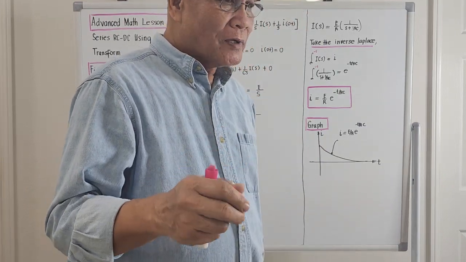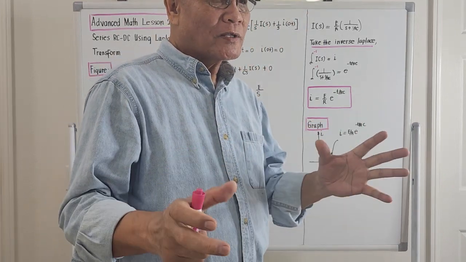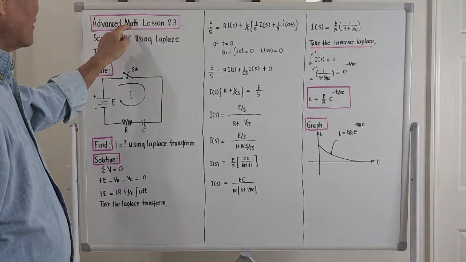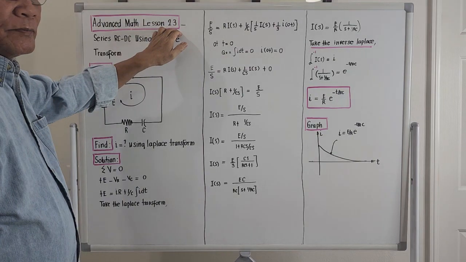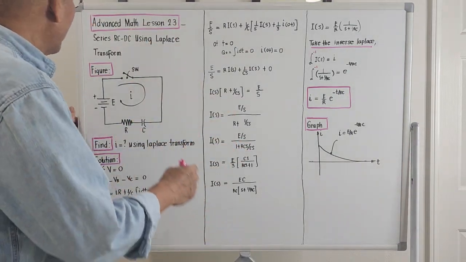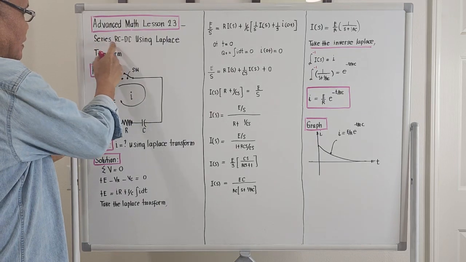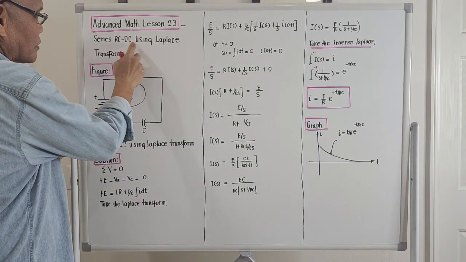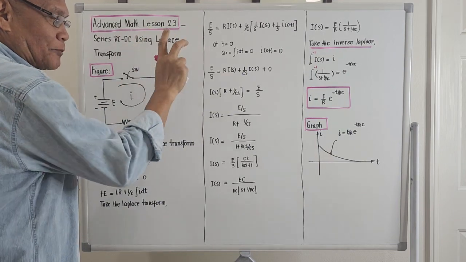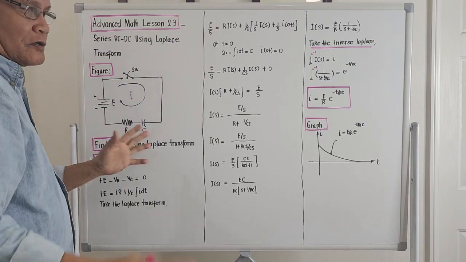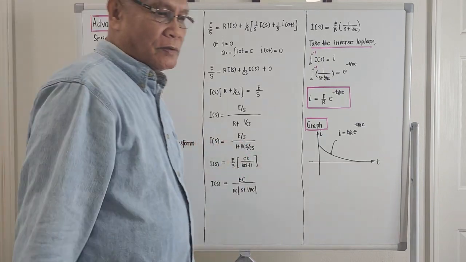My topic for tonight will still be advanced mathematics, advanced mathematics lesson number 23. I will now be presenting the solution of a series resistance and capacitance circuit energized by a direct current source. We are to solve for the current using Laplace transform. This is lesson number 23.